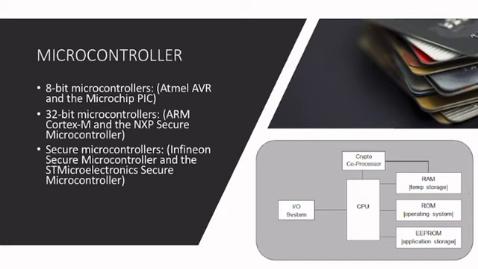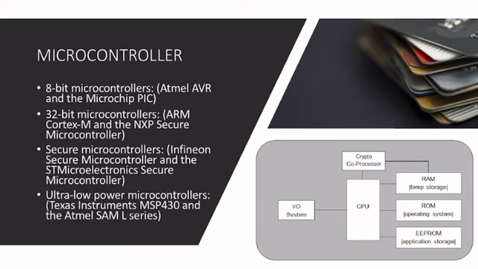ورابع نوع معانا هو ال Ultra Low Power Microcontrollers. These microcontrollers are designed for the use in smart cards. They need to operate for long periods of time on a small battery. Examples: Texas Instrument MSP 430 and the Atmel SAML series.